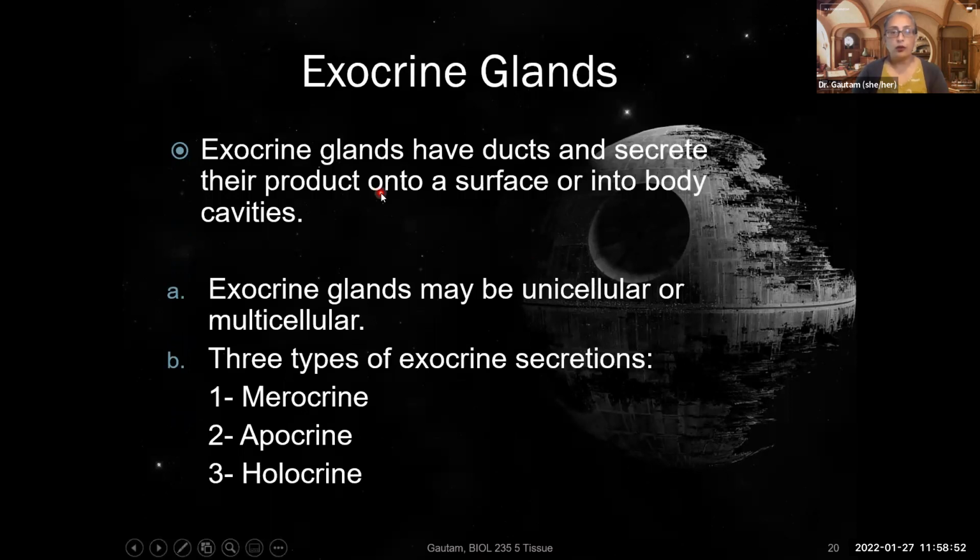So we will learn about exocrine glands in this lecture. We have a whole lecture for endocrine, and that's further down the line. So we're just going to focus on exocrine glands right now and exocrine secretion. So exocrine glands have ducts, and they secrete their product onto the surface or into body cavities.